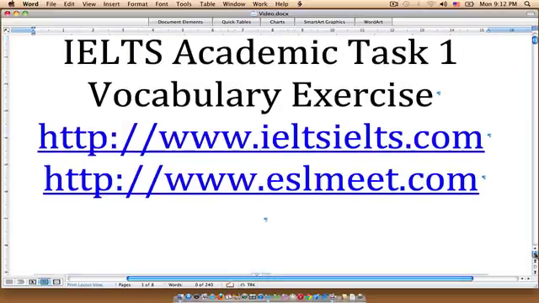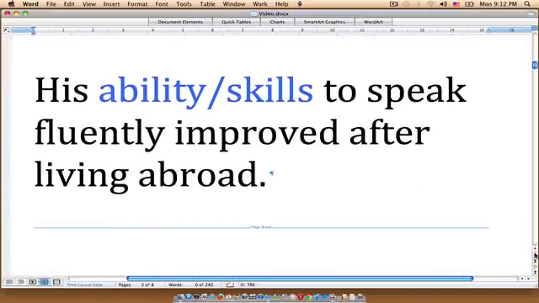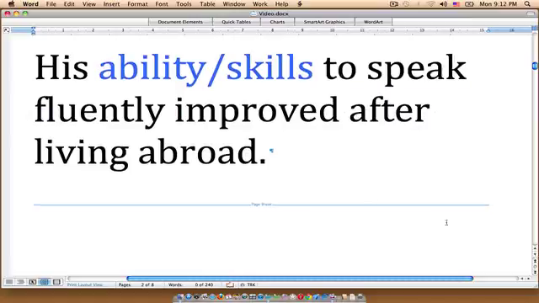So let me just explain very quickly how the questions work in this lesson. You will see sentences that look like this, and you will have to choose the correct wording from 2 options. So for example, his ability to speak fluently improved after living abroad, or his skills to speak fluently improved after living abroad. So of course here the correct answer would be ability.